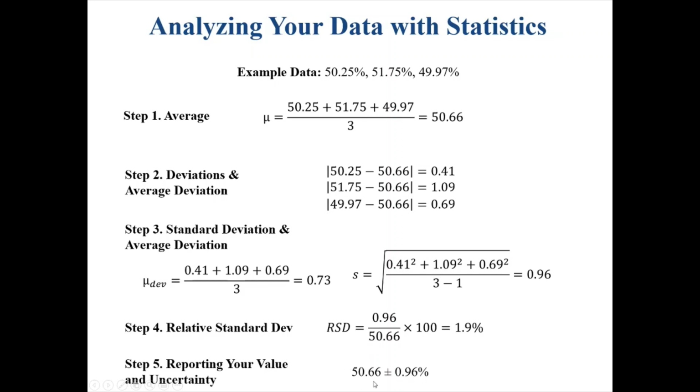So the reason why we write this as 50.66 plus or minus 0.96 is because we can say, well, our average is this, but within the standard deviation, within the bell curve, most of our data is going to lie within this range of 50.66 plus 0.96 and 50.66 minus 0.96, a majority of our data. So that's what this tells you, and that's how you're going to report it.